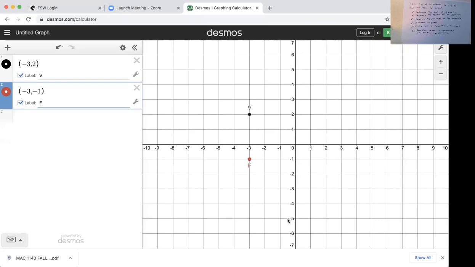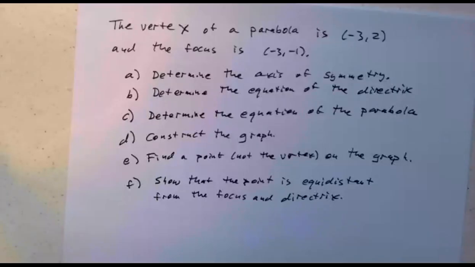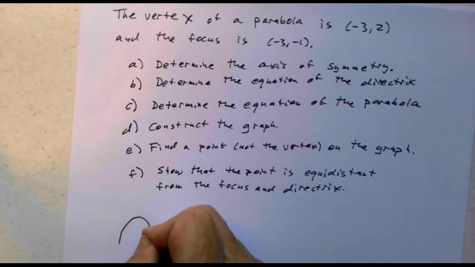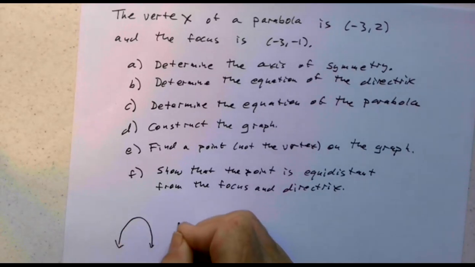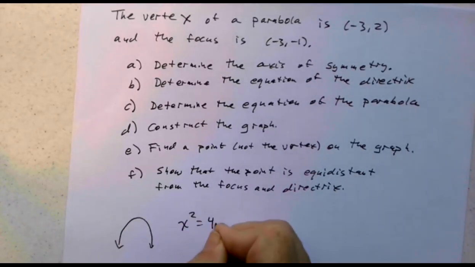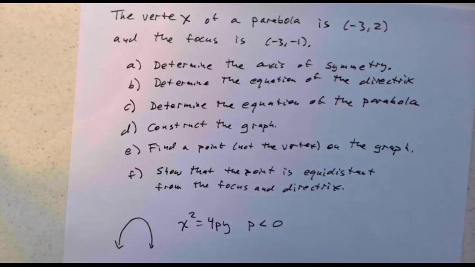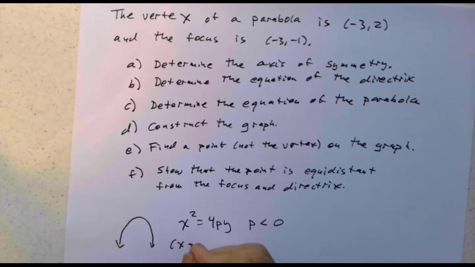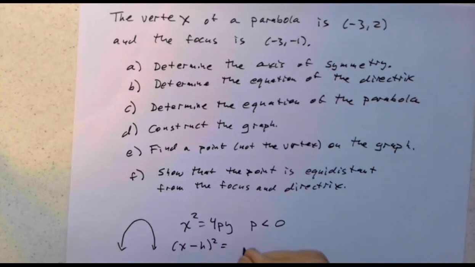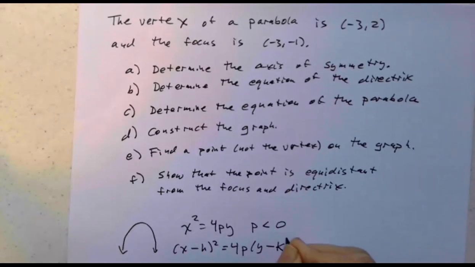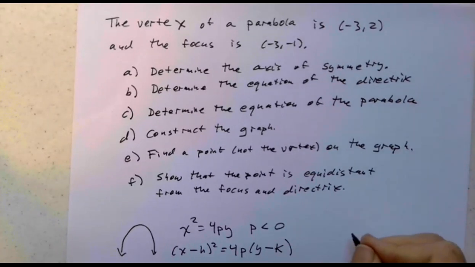So what do we know about an opening downwards parabola? An opening downwards parabola like this is of the form x squared equals 4py, where p is negative. Except of course the vertex is not at the origin, the vertex is somewhere else. So if I shift the vertex, it becomes (x minus h) squared equals 4p times (y minus k), where the vertex is (h, k).